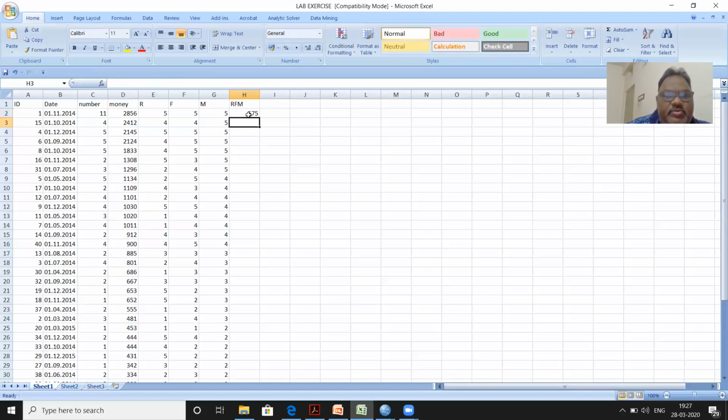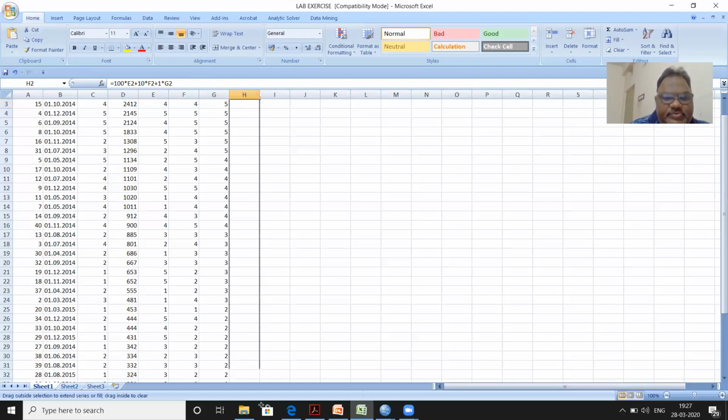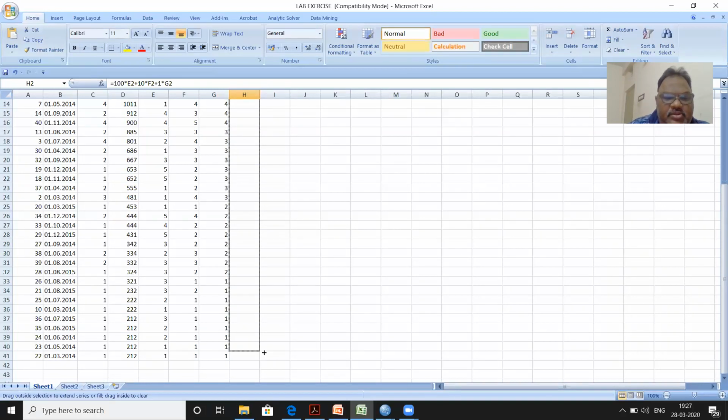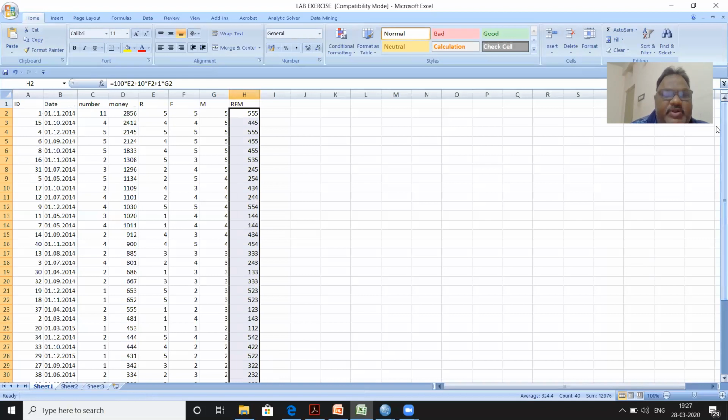So now what happened? 100 into R, 10 into F, and sorry, this is 1 into M. So now we got it this way: 100 into R score plus 10 into F score plus 1 into M score.